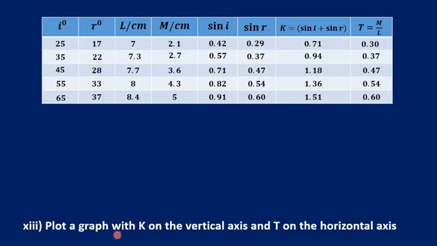We are going to plot a graph with K on the vertical axis and T on the horizontal axis. So we need the values of K. K has no unit because sine i has no unit and sine r has no unit, so when we add the two, there is no unit for them. T has no unit because M is in centimeters and L is also in centimeters, so when we divide, the units cancel out.